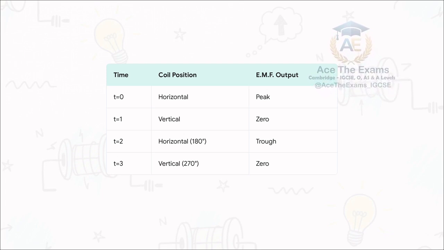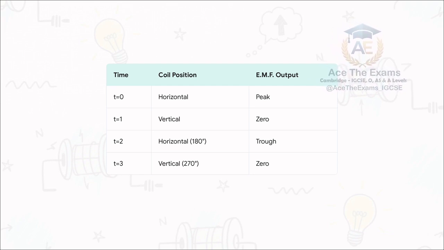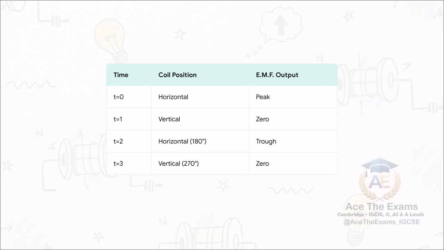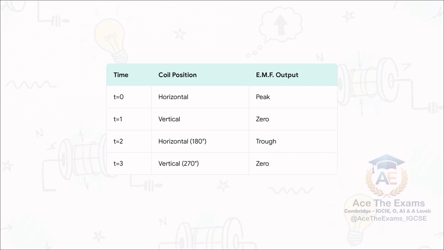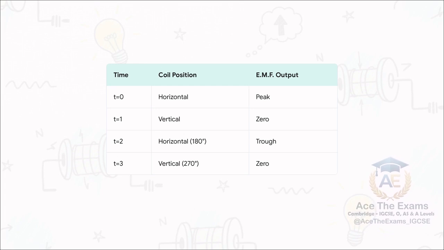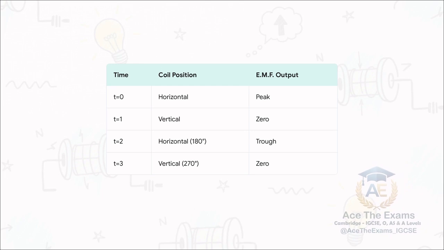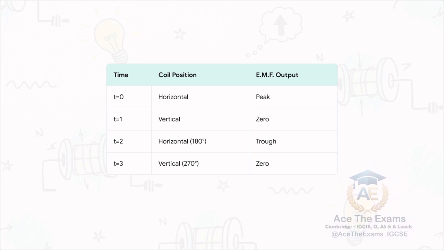As it continues rotating back to the horizontal position, but now flipped 180 degrees, it cuts the field lines in the exact opposite direction. This gives you a trough, a peak, but in the negative direction. It is this continuous mechanical cycle of horizontal peak, vertical zero, horizontal trough, vertical zero, that generates that classic sine wave graph of alternating current. If you can clearly map the mechanical position of the hardware directly to the data points on the graph, you have mastered the core concept.